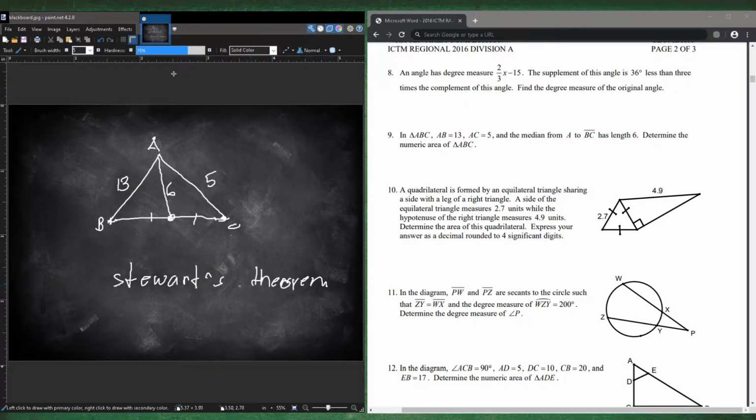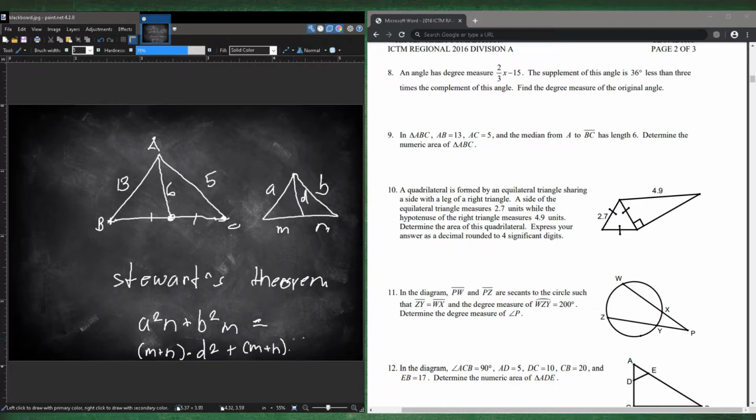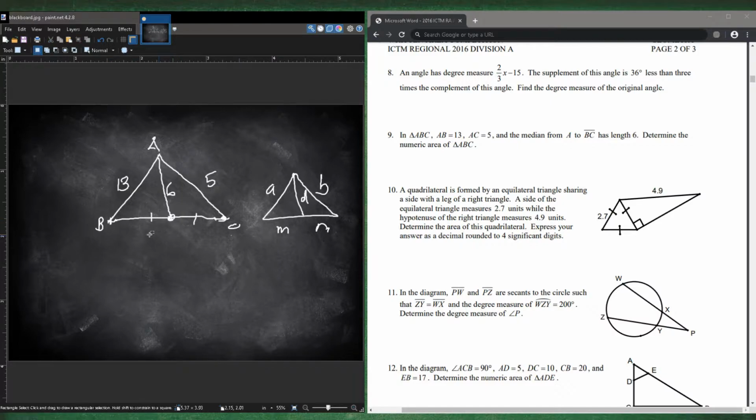Okay, so this theorem tells us that if I kind of draw a general picture, and we call this A, B, and this is M and N, and let's call this median length D, then it tells us that A squared times N plus B squared times M is equal to, I'll just write on the bottom, just know that it's equal to that. It's equal to M plus N in parentheses times D squared plus M plus N in parentheses times M times N. So this equation is always going to work. So let's use this theorem to find out what this length is, right?